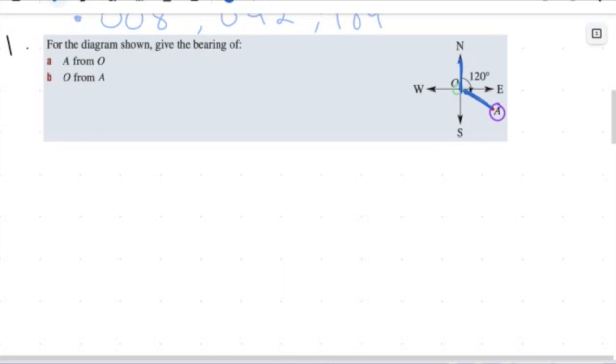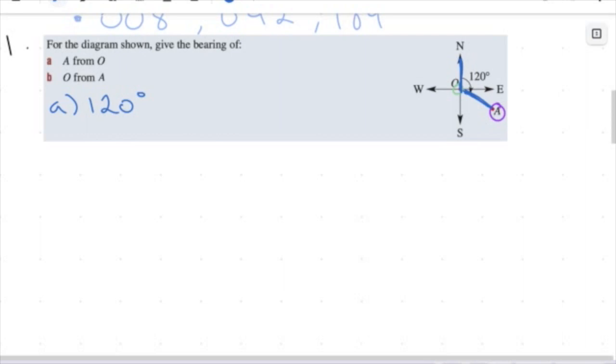So, and we can see that because it's an obtuse angle. It's between 90 and 180. So looking at A from O gives us an angle of 120. So let's write that here. So A is going to be 120 degrees here.